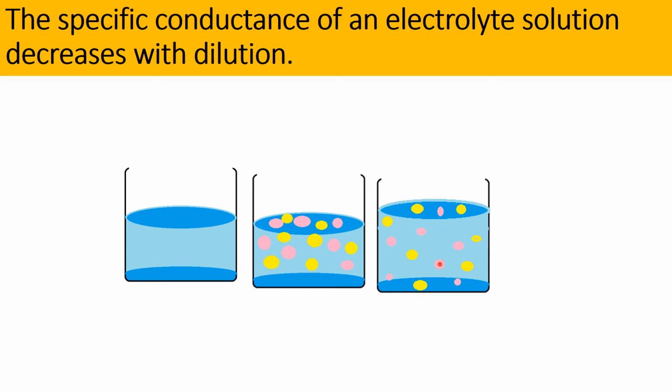That means the same 1 mole of electrolyte is present here, but the distance between the ions increases due to decrease in the interionic interaction or attraction. So the number of ions per unit volume decreases when compared to the concentrated solution, so that the conductivity decreases. So on dilution, the specific conductance of an electrolyte solution decreases.